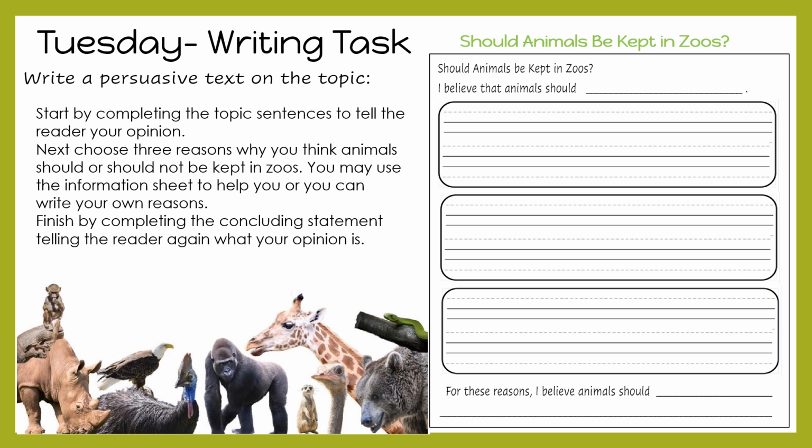Then finally, you're going to finish the concluding statement to tell the reader again what your opinion is. For these reasons, I believe animals should. You're going to write whether they should or should not be kept in the zoo.